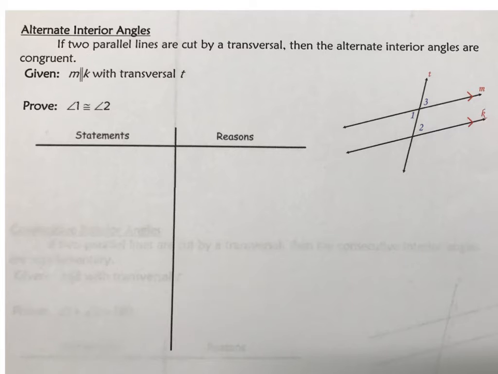All right, so we talked about the very first step in any proof is writing our given. Okay, so I want to write M is parallel to K with transversal T. And my reason is given. Okay, and that's just right here in my given statement. Okay, that's always our first thing.